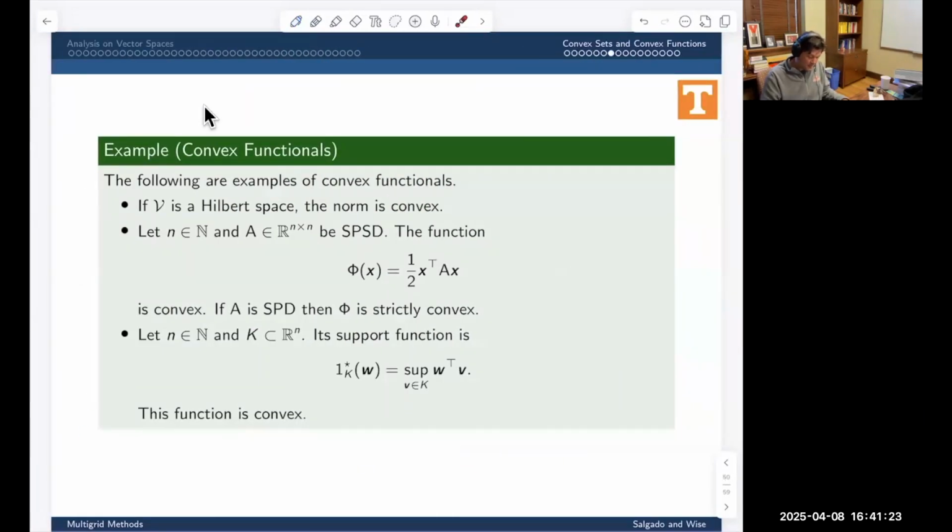So this one, I guess I spilled the beans on. If A is SPSD, so symmetric positive semi-definite, then this function is convex, but it's not necessarily strictly convex. And the way you get a strictly convex version of that is you force A to be a little bit stronger and say if A is SPD, strictly positive definite, then this function is strictly convex. And I also gave the example of something called the support function. That function also turns out to be convex.